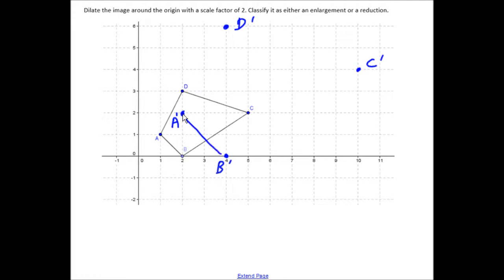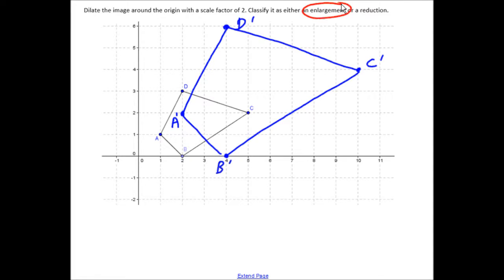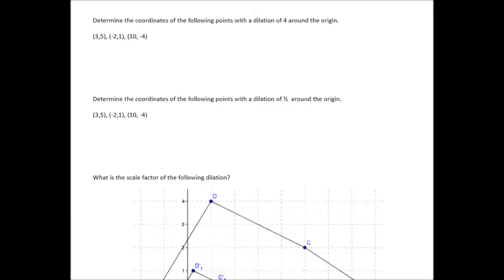We connect the dots to form the image. Finally, we're asked to classify this as an enlargement or a reduction. The image is larger, so this is an enlargement. We can also tell by the scale factor. The scale factor is greater than 1. Therefore, it's going to be an enlargement. A reduction would have a scale factor between 0 and 1.